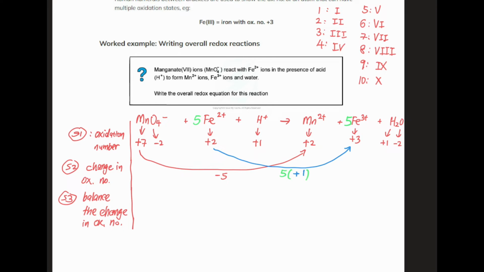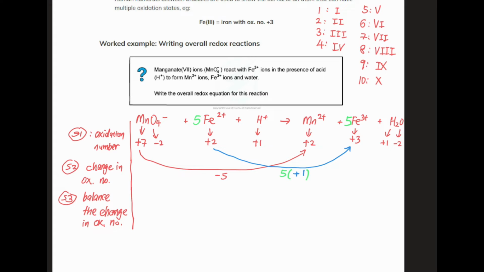Okay, then after that, I can just balance the rest like usual, using the normal way. So you see manganese, you cannot put any number in front, because if you put any number in front, it is not -5 anymore. So this Mn and this Mn must be 1 here and 1 here. So we just need to balance the rest.